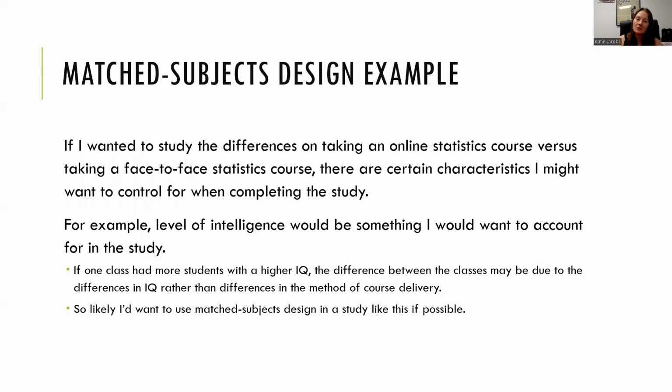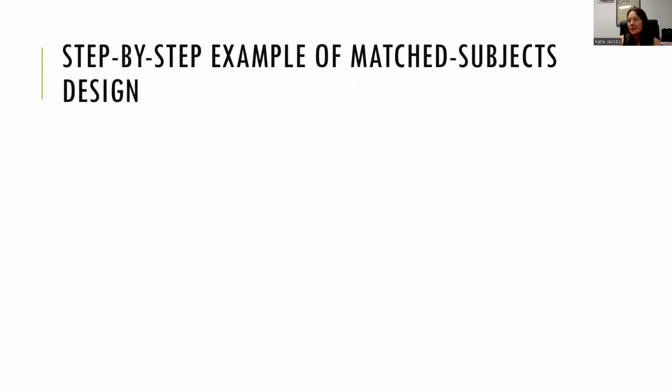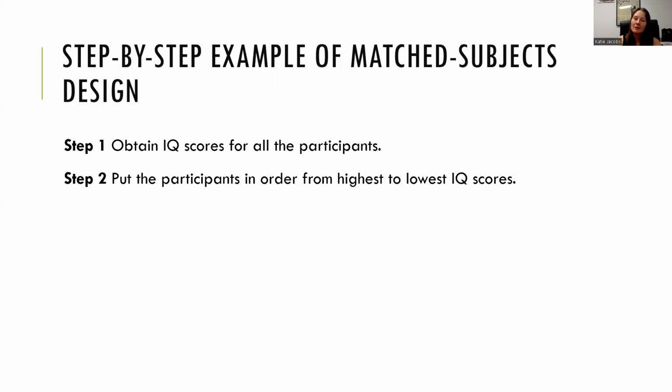So likely I'd want to use a matched subjects design in a study like this if it was possible. So if I wanted to do this, there's some steps that I would have to follow. First, I'd have to get the IQ scores for all of my participants. Then I would have to put the participants in order from highest to lowest IQ.